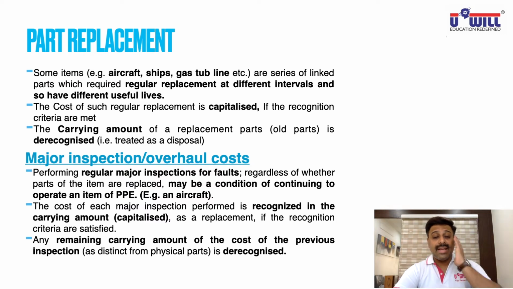Okay, so one more example I gave you of a lift over here. Performing regular major inspections for faults, regardless of whether parts of items are replaced, may be a condition of continuing to operate an item of PPE. The cost of each major inspection performed is recognized in the carrying amount, that is capitalized as a replacement if the recognition criteria are satisfied, and any remaining carrying amount of the cost of previous inspection, as distinct from the physical parts, is derecognized, same like part replacement. In short, major inspection costs are to be added in the value of asset on the asset side.